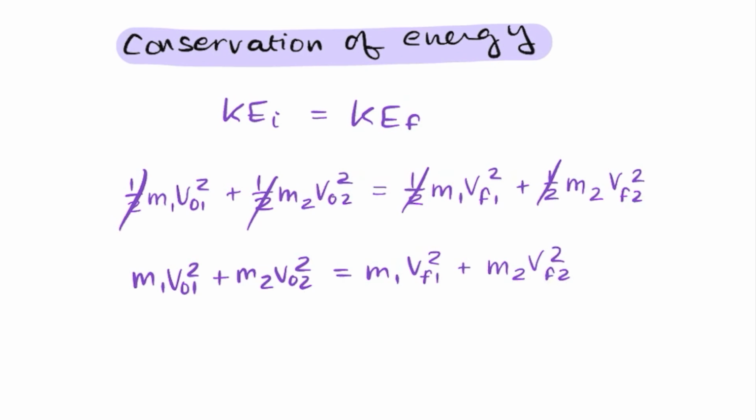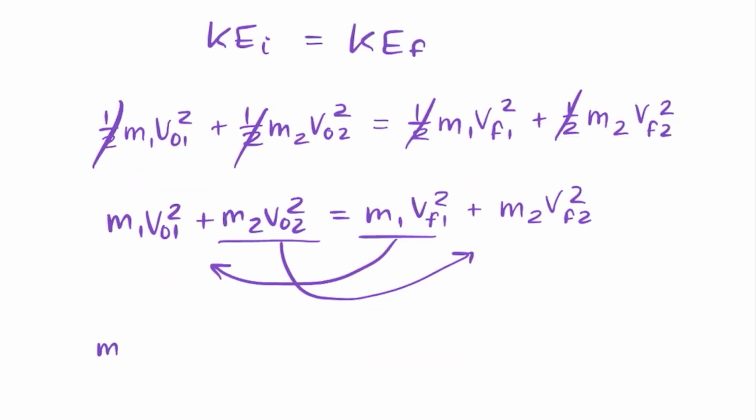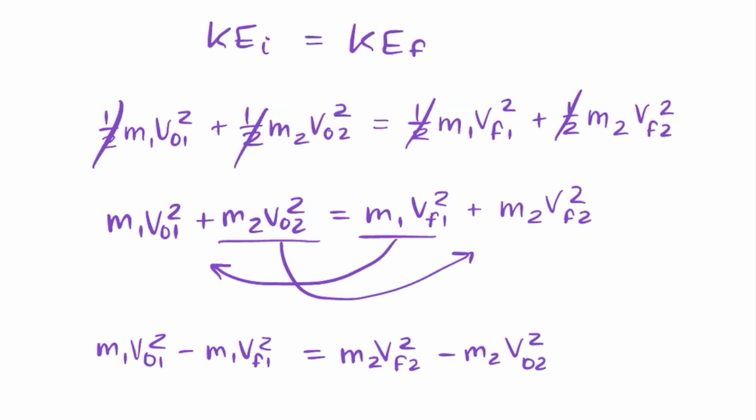We'll do the same thing we did on the other side. We'll bring the like terms with mass 1 on one side and subtract over the ones with mass 2 on the other side. There we can write mass 1 times velocity initial 1 squared minus mass 1 times velocity final 1 squared equals mass 2 times velocity final 2 squared minus mass 2 times velocity initial 2 squared.